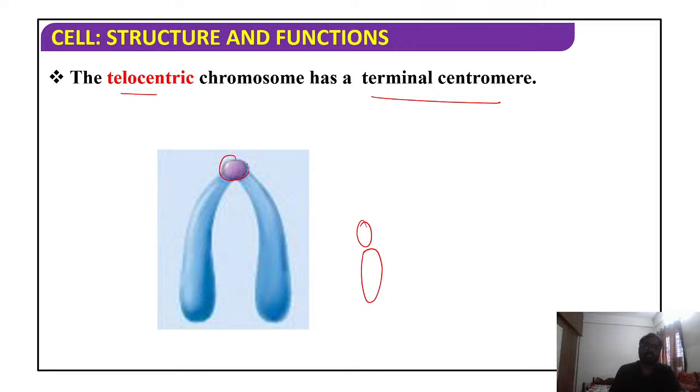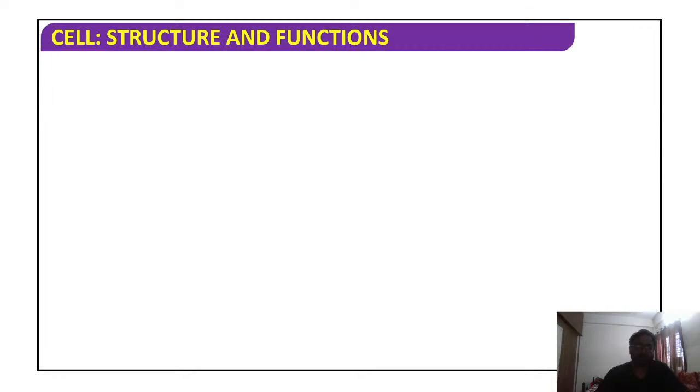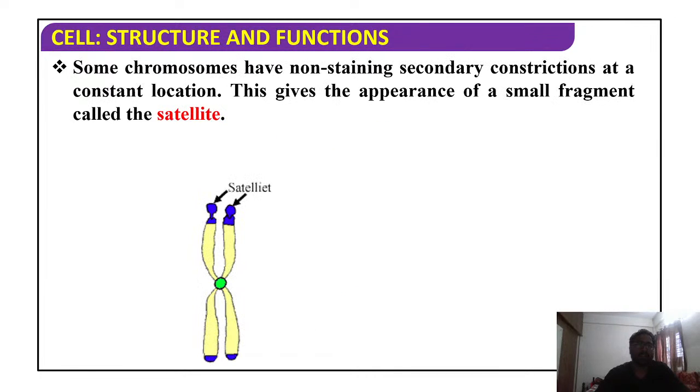This is called a terminal centromere. So in the earlier one, it is extremely short and extremely long. But here, yes, students. Okay, fine. Now, let us discuss.